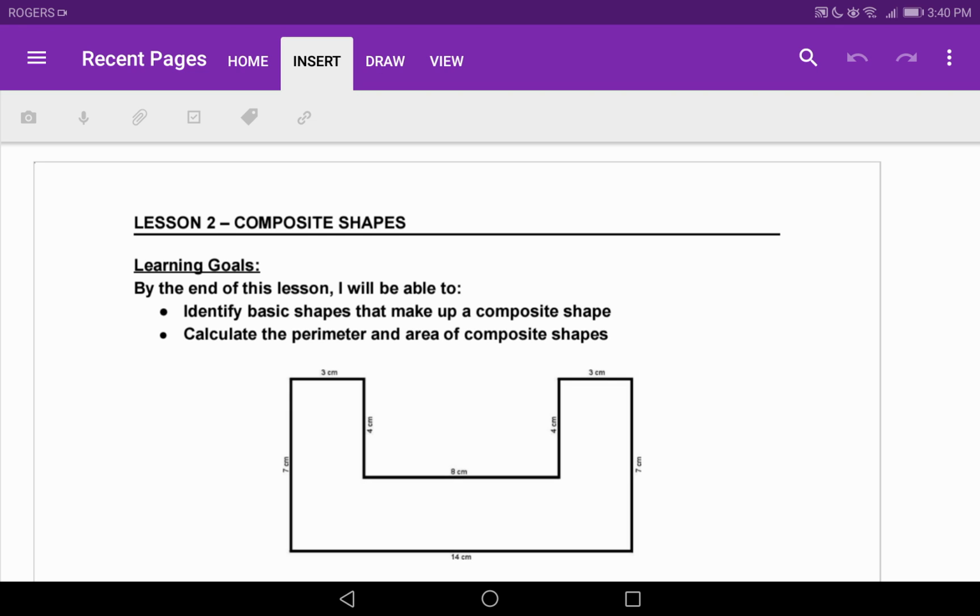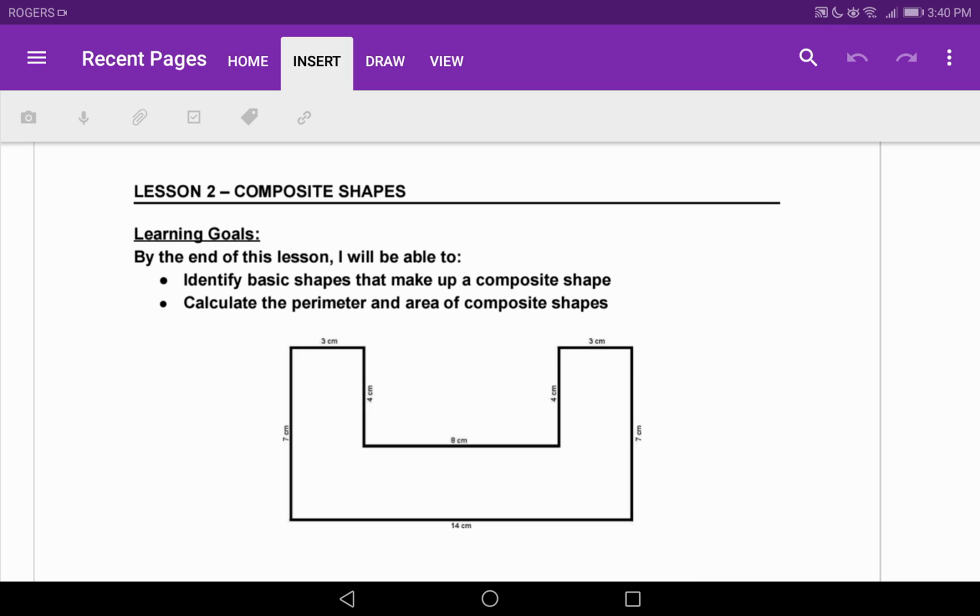All right, so a composite shape is a shape that doesn't look like a basic shape like we did in lesson 1. It looks irregular, a lot like what you see in front of your screen right now. That U shape isn't a basic shape that we know of, right? But it can be broken into basic shapes.